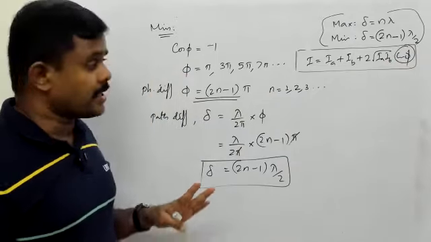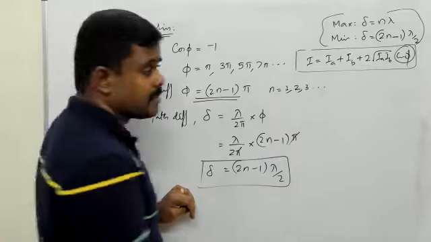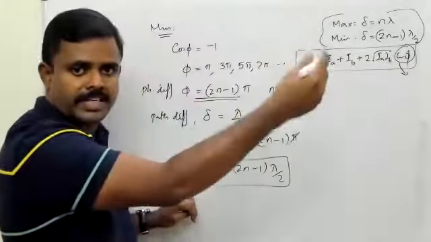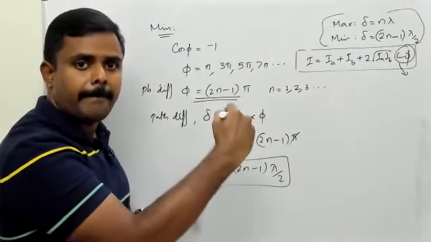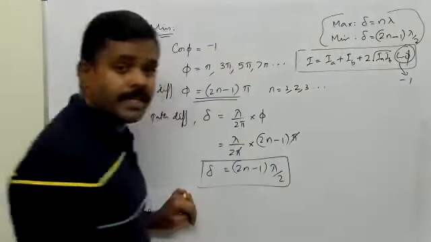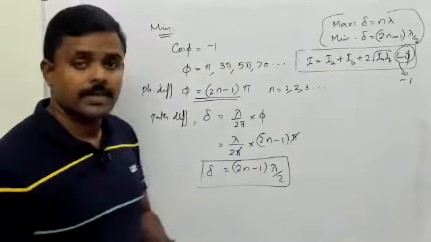And what is the condition for maximum? How do you get the condition for maximum? I had told you to put cos phi as 1 there. For maximum, cos phi is 1. The minimum value of cos phi is minus 1. So for minimum I must put cos phi as minus 1.